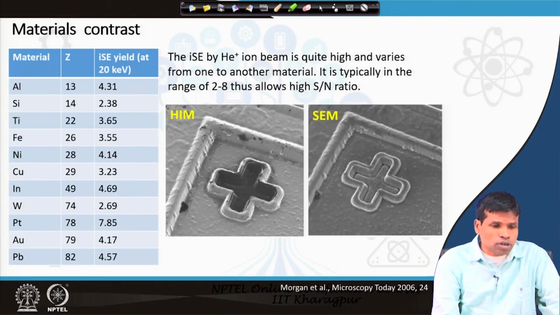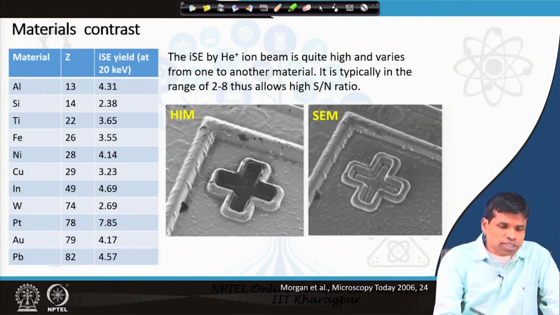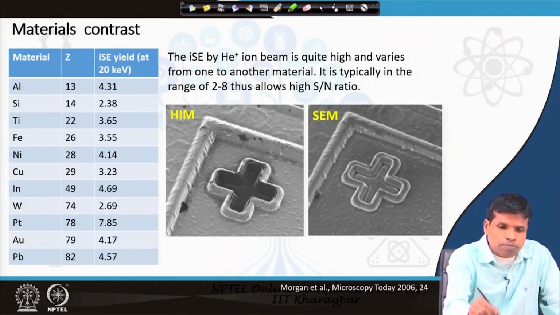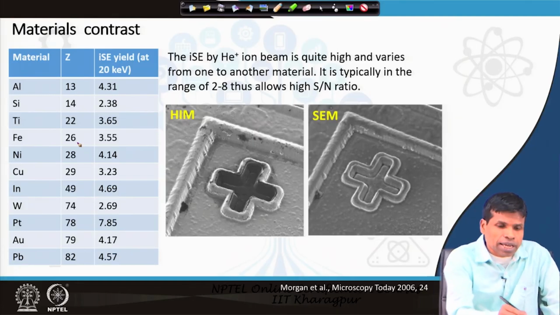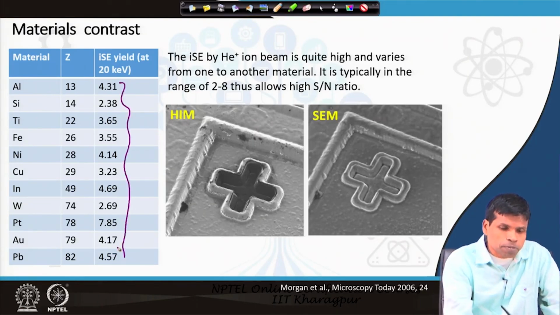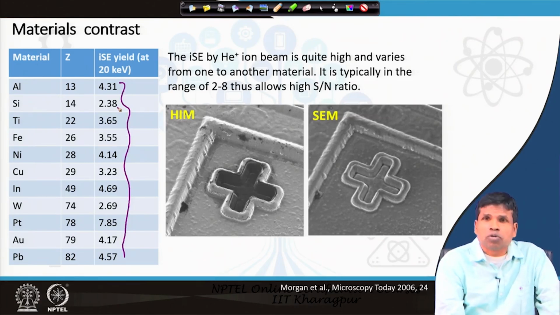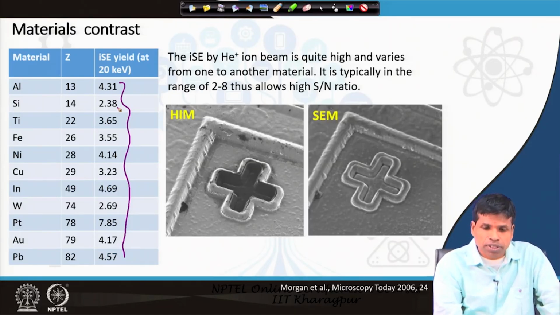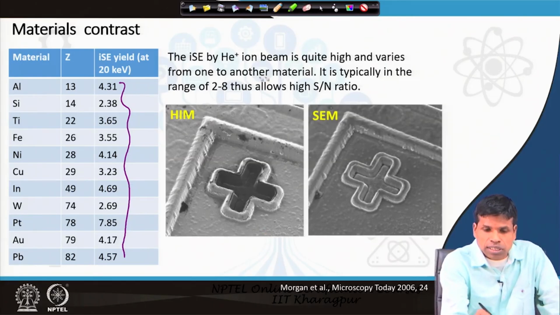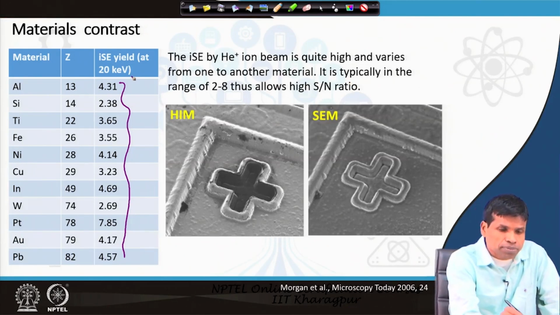Material contrast: if you look at the material contrast, as you see here in the left side table, different materials having different atomic numbers have different yields at 20 keV. You see a large difference in the secondary electron yield when the ion beam, especially this helium ion, interacts with the specimen. And then you see here the helium ion produces a signal in terms of the number of secondary electrons.